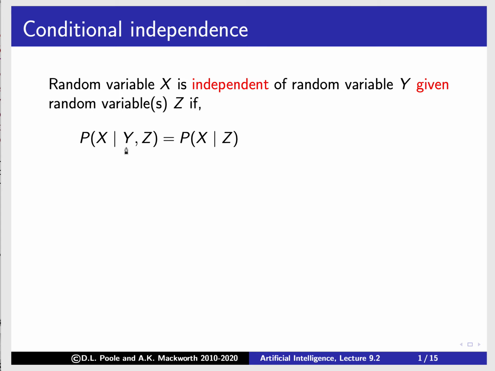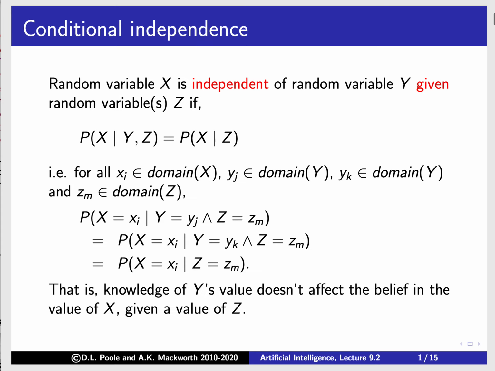So we can add y in here, it doesn't change it. So what does that mean? Well, this means for all xi, for all yj, for all yk, and for all zm, notice we have x equals xi on the left-hand side of here. We're always talking about x equals xi, and we're always talking about conditioning on the fact we've observed a particular value of z.